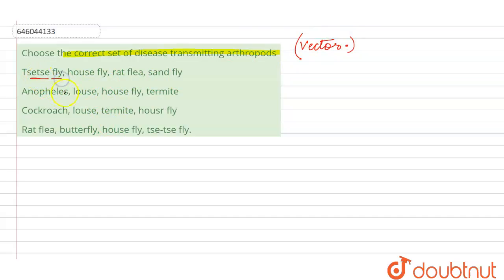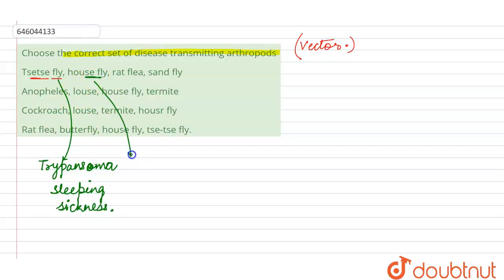The first one is the tsetse fly. We see that the tsetse fly is a vector for the Trypanosoma, so let's write it down. It is the vector for the Trypanosoma gambiense, and this Trypanosoma gambiense is associated with sleeping sickness, which affects the brain, and thus the patient feels sleepy and lethargic all through the day. So this is a vector for that one.